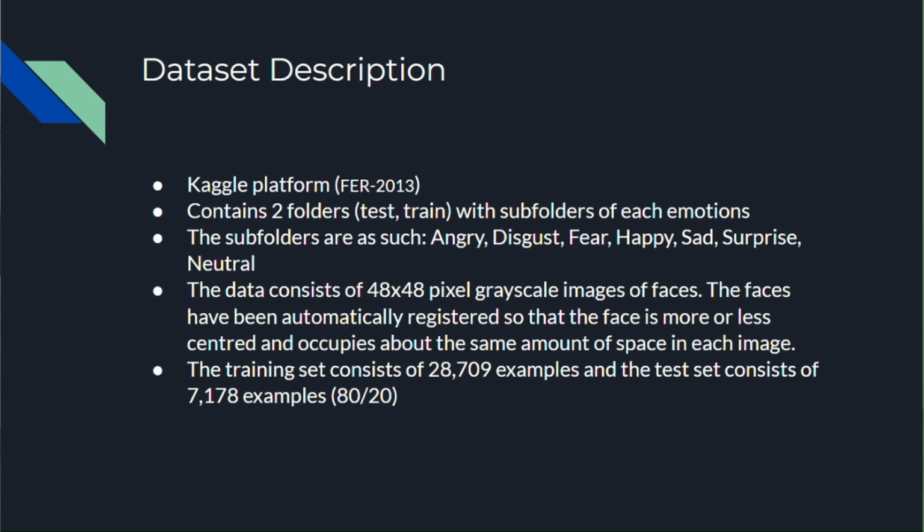The dataset we used is FER 2013, available on Kaggle. It contains over 35,000 grayscale facial images, each 48 by 48 pixels in size. The dataset is already split into training and testing sets with a ratio of about 80 to 20. Each image is labeled with one of the 7 emotion classes. These pre-processed images help the model focus purely on learning emotional patterns without worrying about alignment or face size.